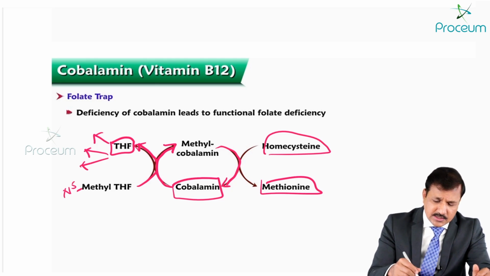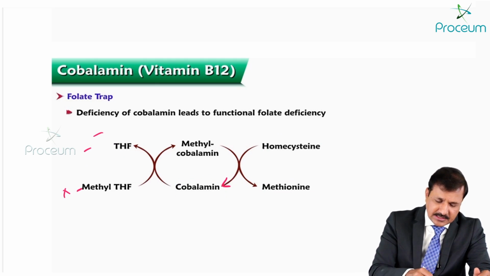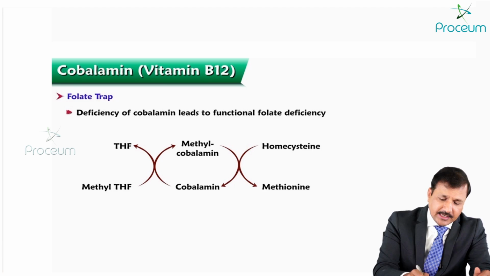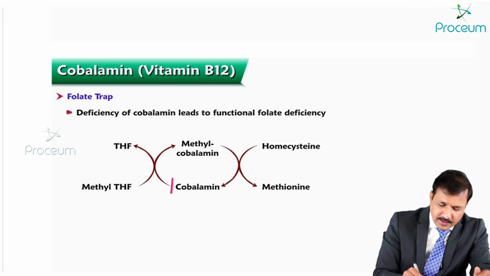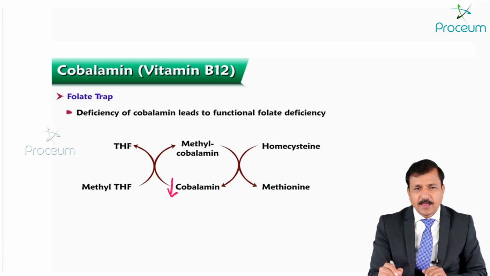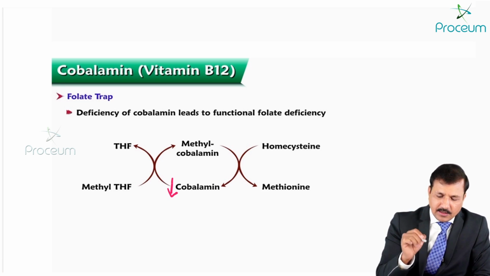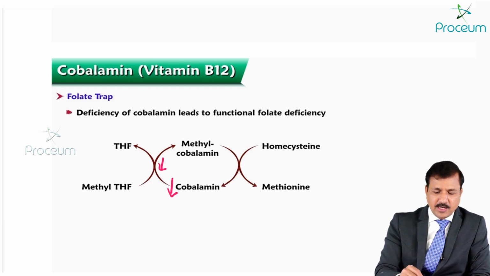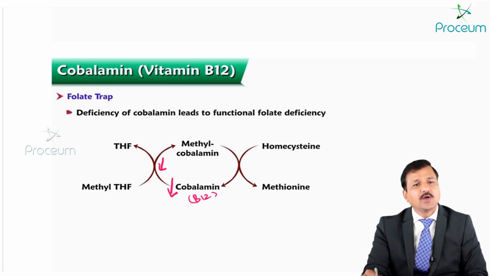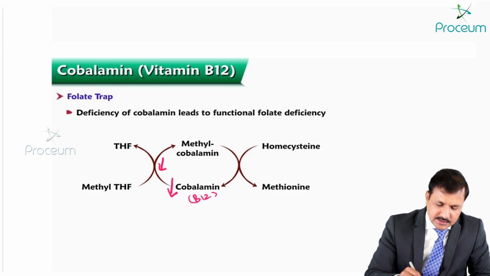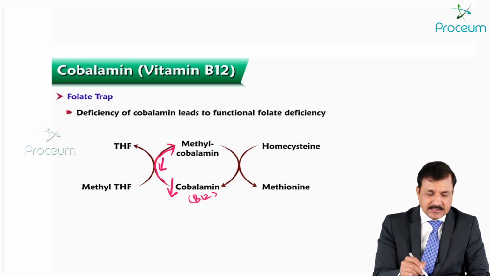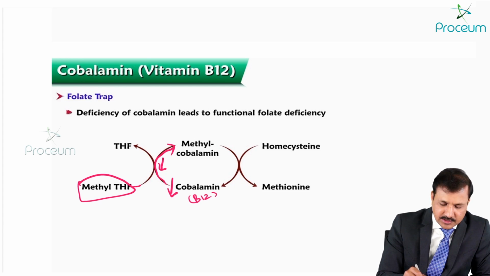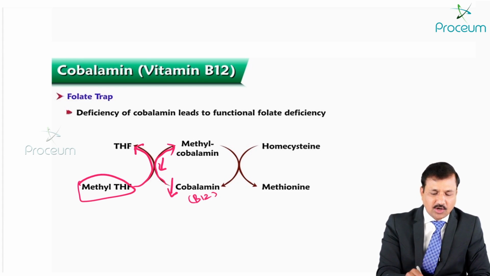Now, let us see what happens. If there is a cobalamin deficiency, we are going to decrease cobalamin here. A decrease in cobalamin will lead to a decrease in the conversion of cobalamin into methylcobalamin, because cobalamin itself, vitamin B12 itself, is decreased. When cobalamin is decreased, that leads to a decrease in the conversion of cobalamin into methylcobalamin. That means N5-methyl tetrahydrofolate conversion into just tetrahydrofolate is also decreased.